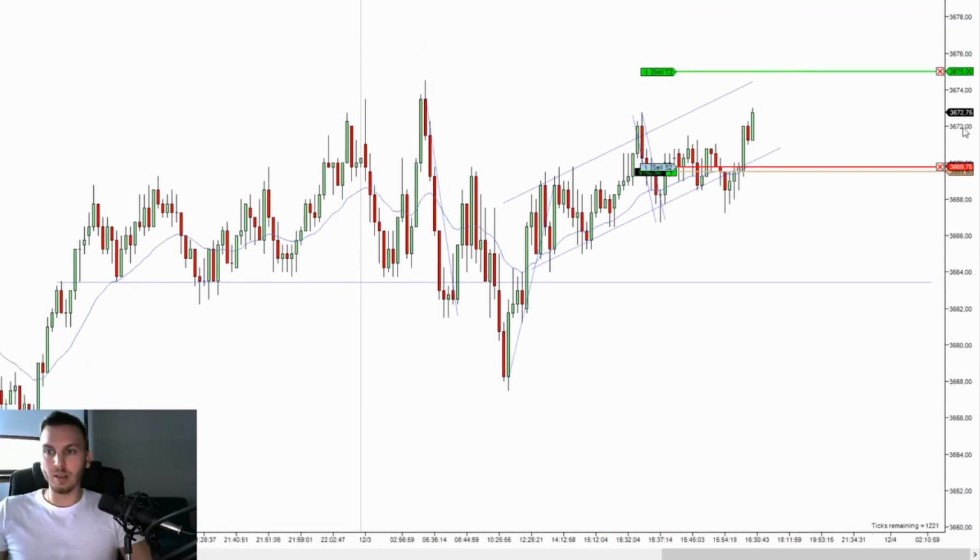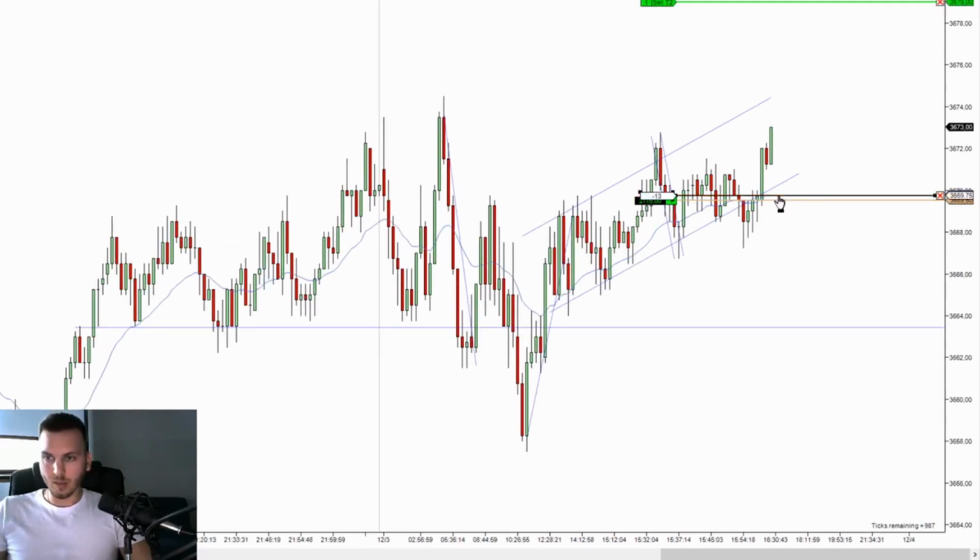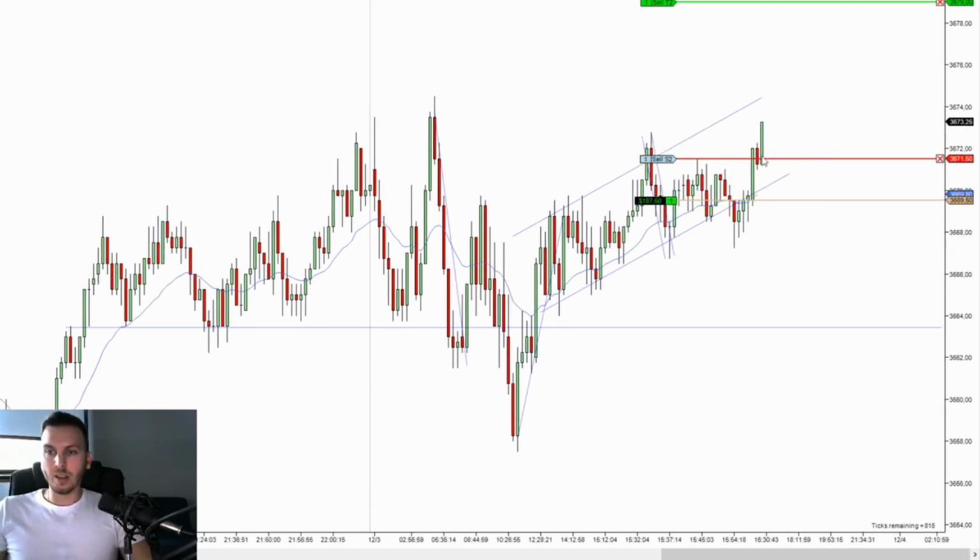I'm going to put my, how I'm going to be playing this is I'm going to be moving periodically my stop loss as we go higher, because this is the first leg up higher, and this may be the first target, or potentially this may be my second target. So this is what I'm going to be playing. We'll see. I'm going to pause the video.